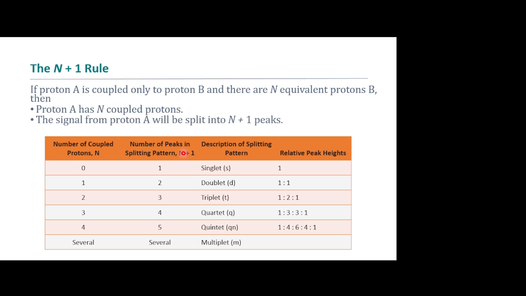Okay, so let's talk about the n+1 rule real quick. If proton A is coupled only to proton B and there are n equivalent protons B, then proton A is going to have n coupled protons. The signal from proton A will be split into n+1 peaks. So the number of coupled protons that are chemically distinct nearby gives you this n number. If there's nothing nearby, that would be 0. The case we just looked at was 1. And if we had another one on the other side that was chemically distinct, that would be 2.